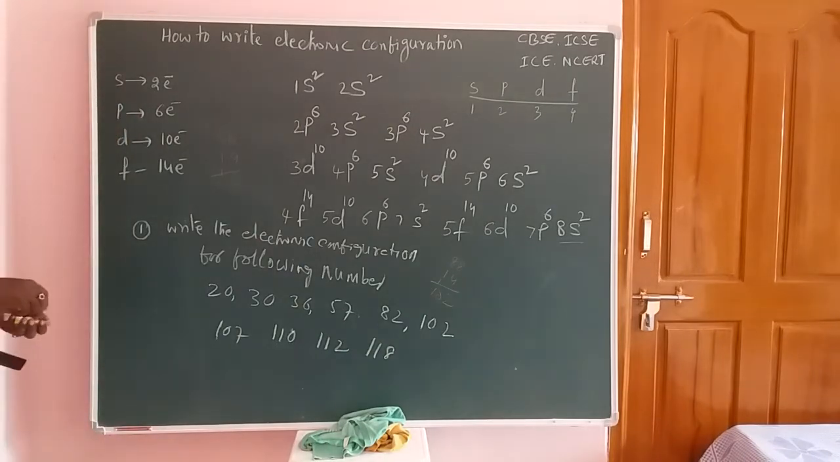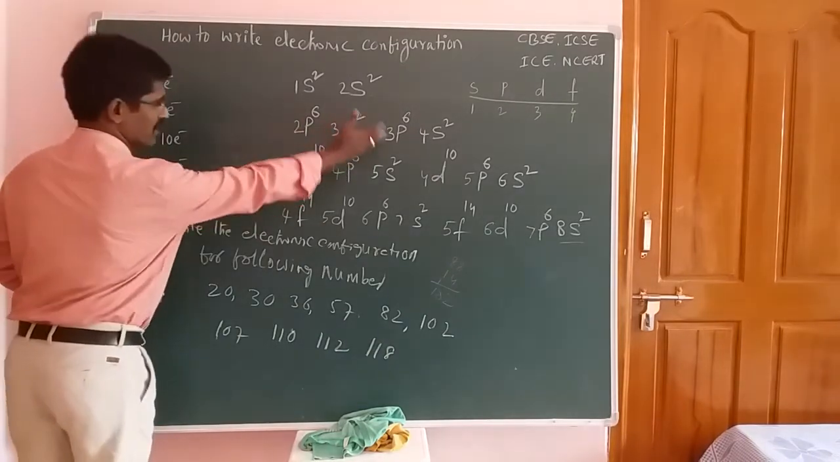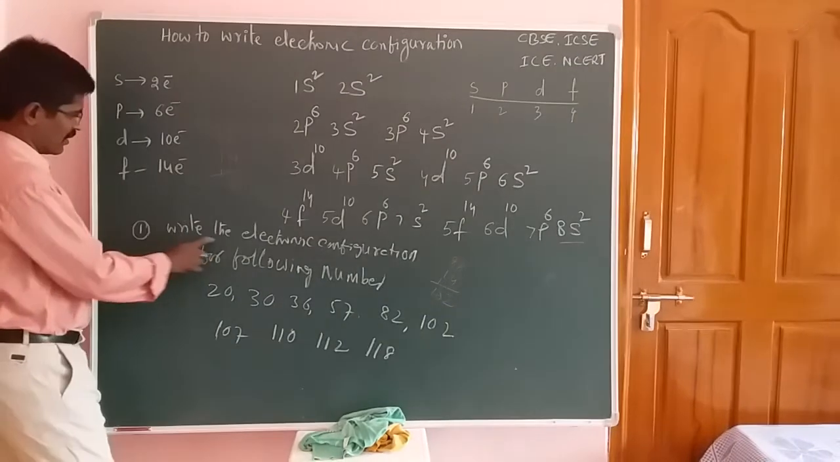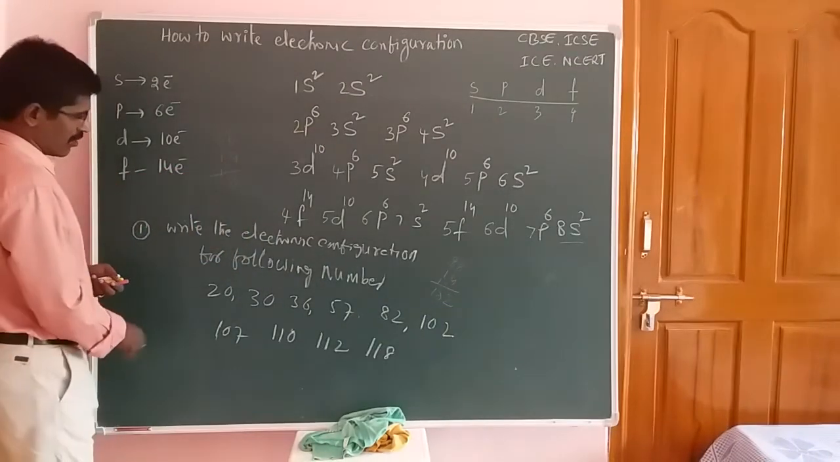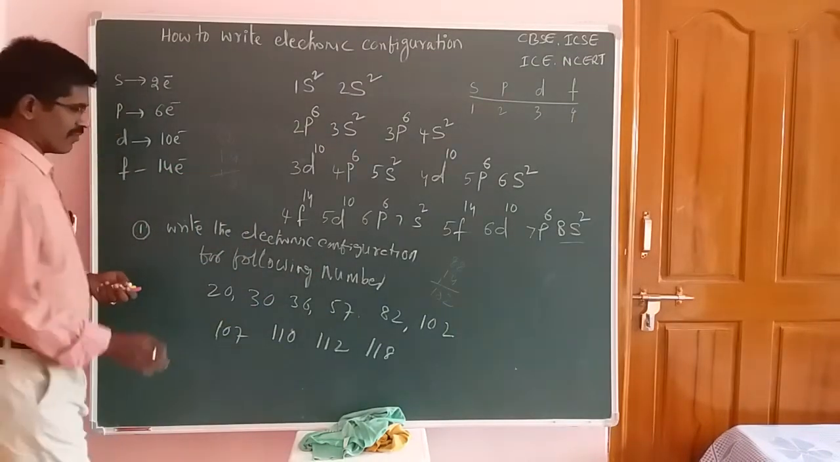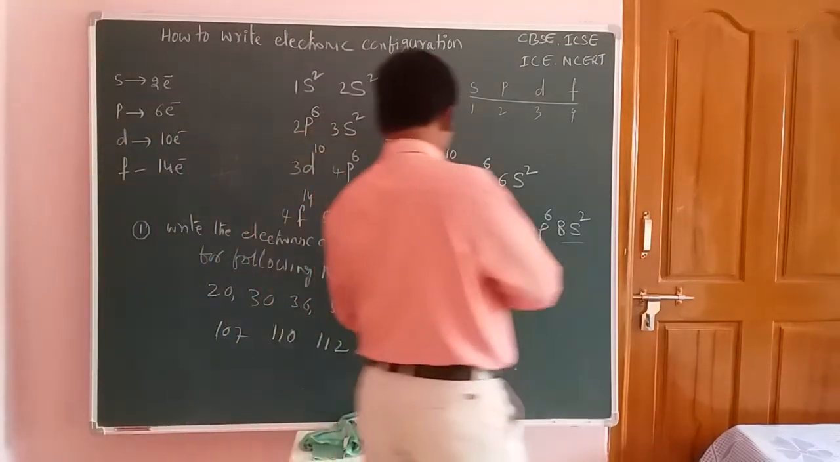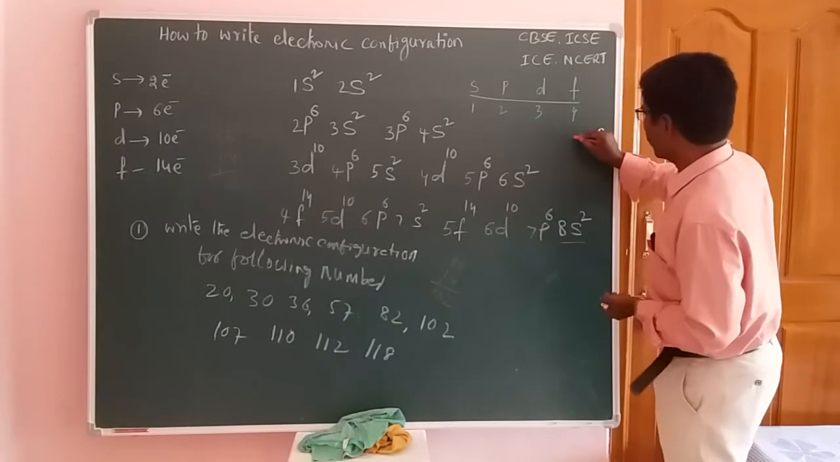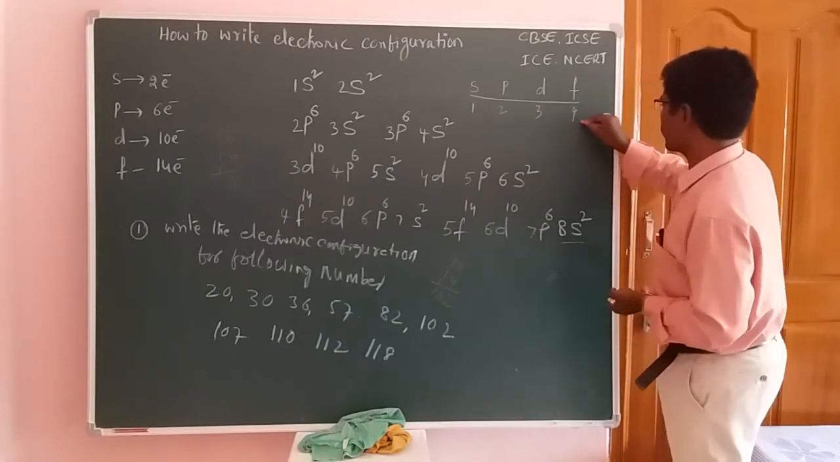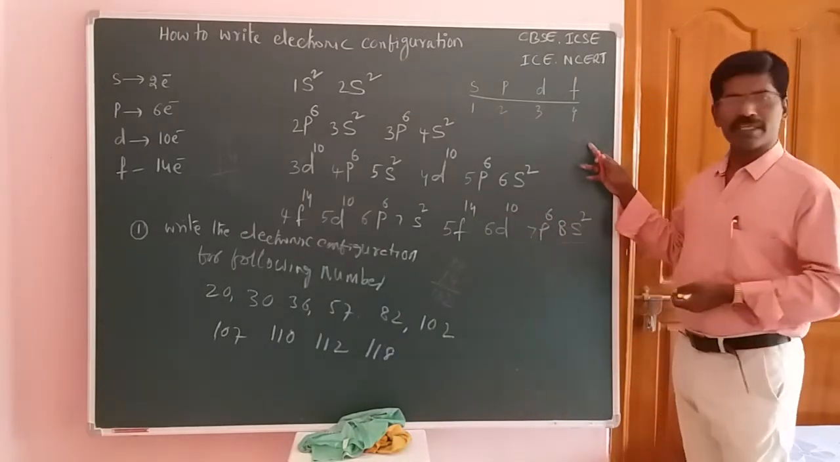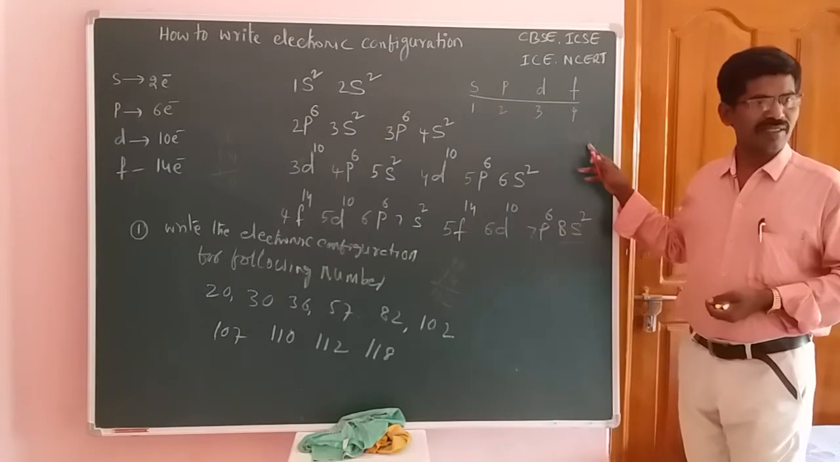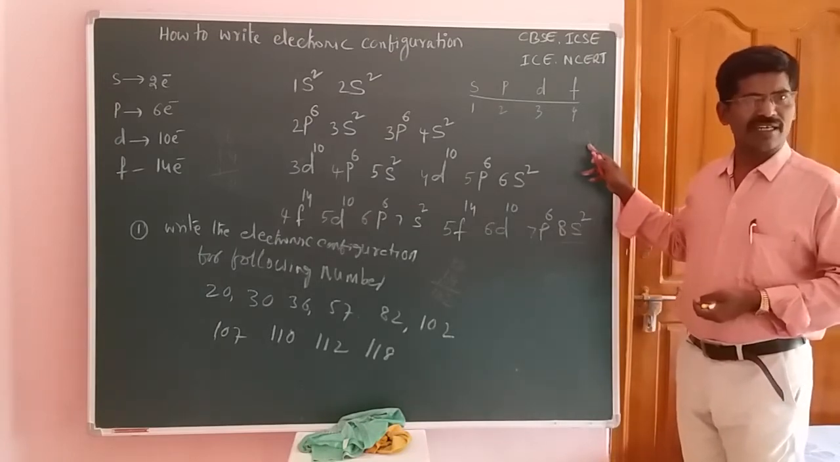So, a simple trick: by using this principle, this structure, you have to write the answers for each and every question. Of course, it is the easiest method, students. For example, I will give one number, 54. Simple thing. So atomic number 54, write the electronic configuration, students.